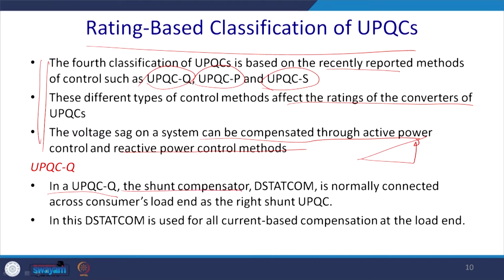The shunt compensator D-STATCOM is normally connected across the consumer or the load end, the right shunt of the UPQC. This D-STATCOM is used for all current based compensation at the load end.